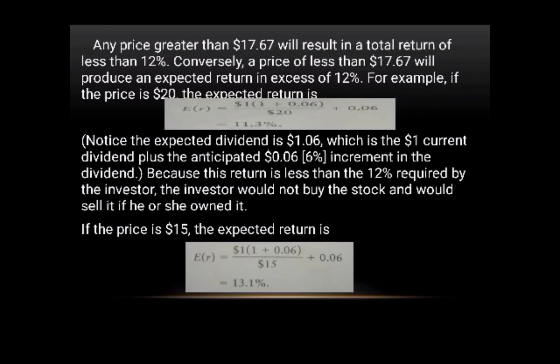So, another example: if the price is $15, the expected return equals $1 multiplied by 1 plus 0.06, divided by $15, plus 0.06, which equals 13.1%.